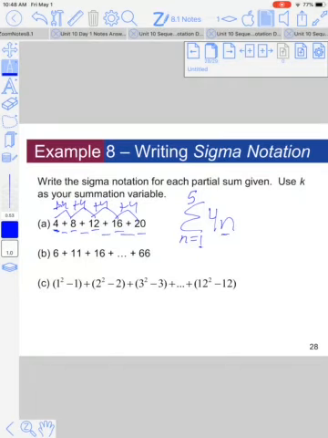Now if I plug in a 1, let's see if I get out the right number. 4 times 1 is 4. Got it. 4 times 2 is 8. Got it. 4 times 3 is 12. Okay, so I have it. There it is. Sigma notation done.